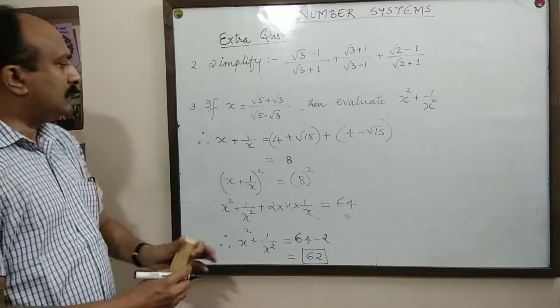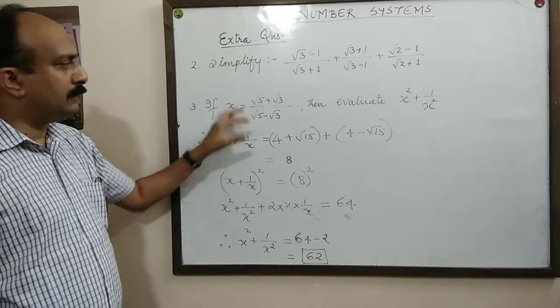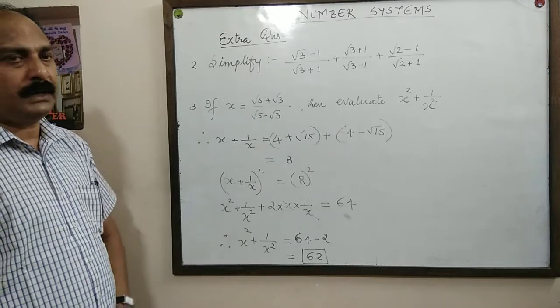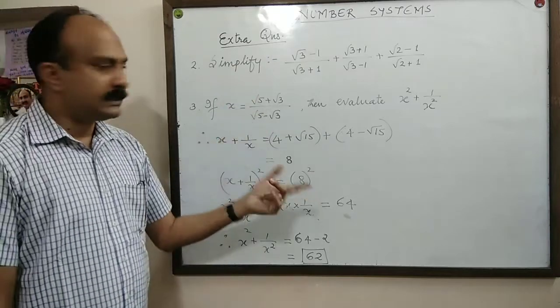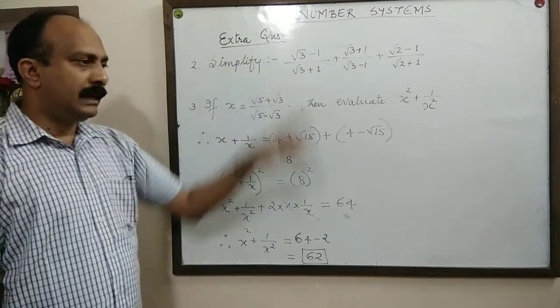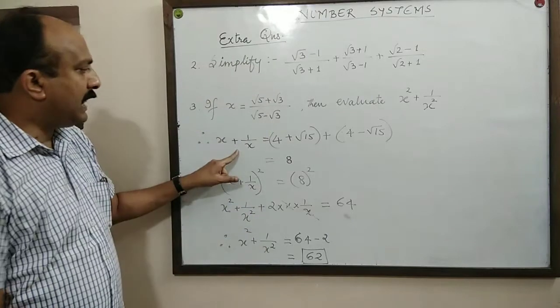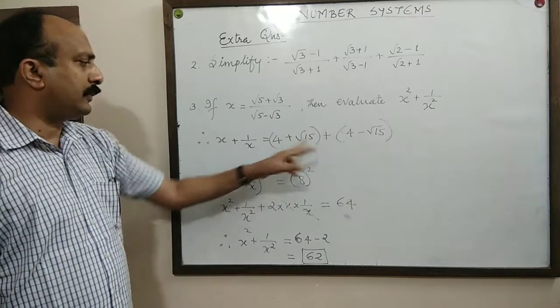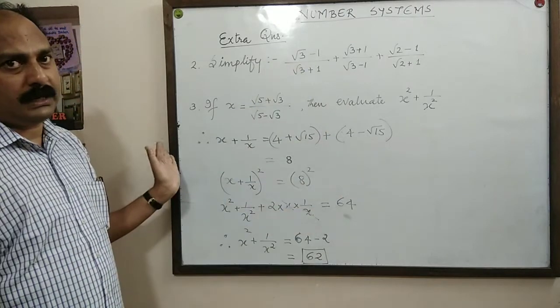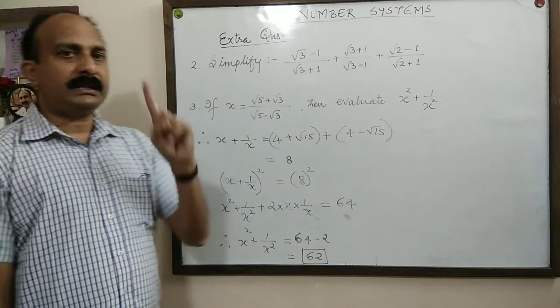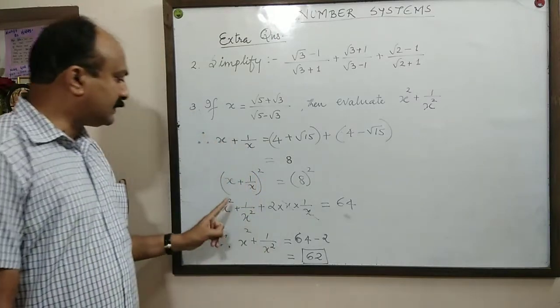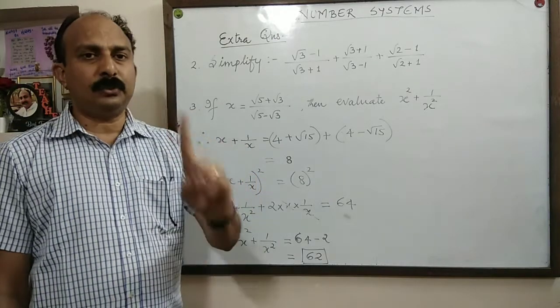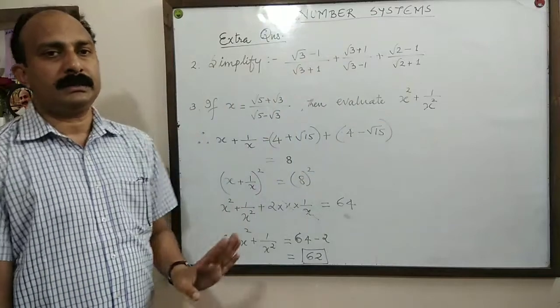I hope you understood. Find the value of x by rationalizing the denominator. Then take 1 upon x, that is the reciprocal of it. Again rationalize the denominator. Add them together. Plus root 15 minus root 15 cancel. 4 plus 4, 8. Then squaring on both sides. X plus 1 upon x, the whole square is equal to x square plus 1 upon x square plus 2. Shift that 2 to RHS.